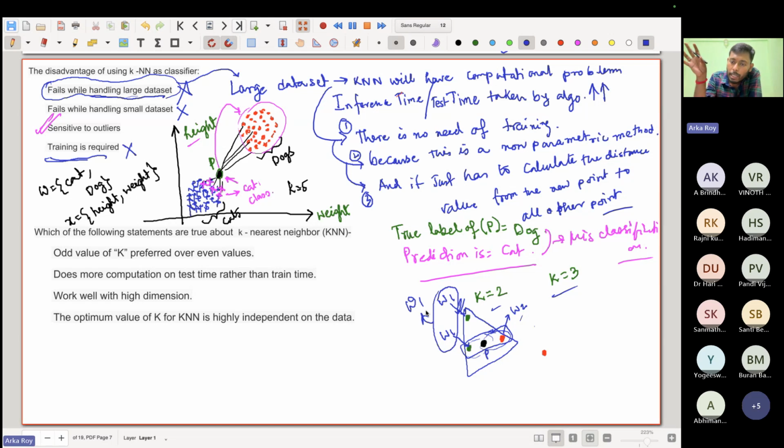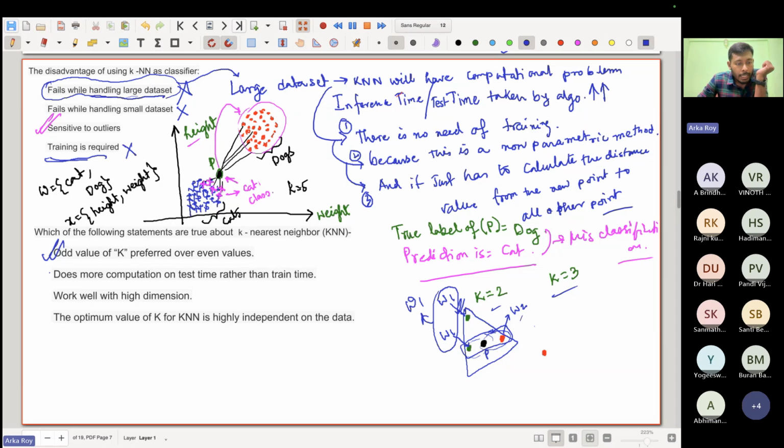So if you choose an odd number of K, then you might avoid the tie situation when finding the class occurrence. That is why we prefer the odd value of K rather than an even value of K. In case of an even value of K, you might get a 50-50 chance. But in case of an odd value of K, you can get a situation like this, and you can do the majority voting to get the class output.